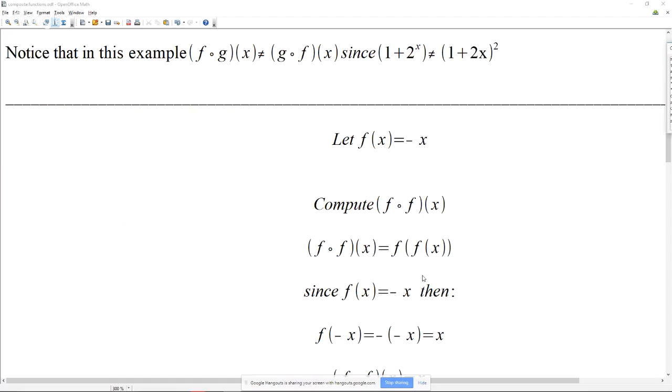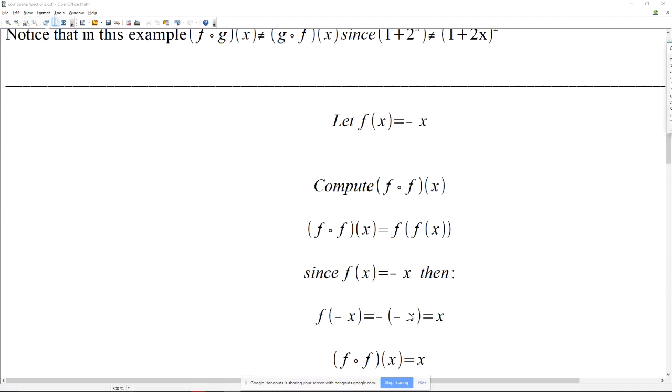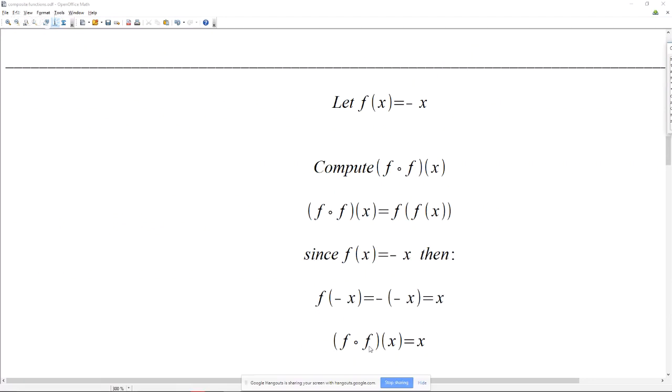Since f of x equals negative x, I just put negative x in for this argument. Well, now I have to put it into the same function. So if I put negative x into the same function, I get negative of negative x. And what happens when you have a negative with a negative? It turns positive. Negative times negative is positive. So this will give me x. So f composite f, or f of f of x, equals x.